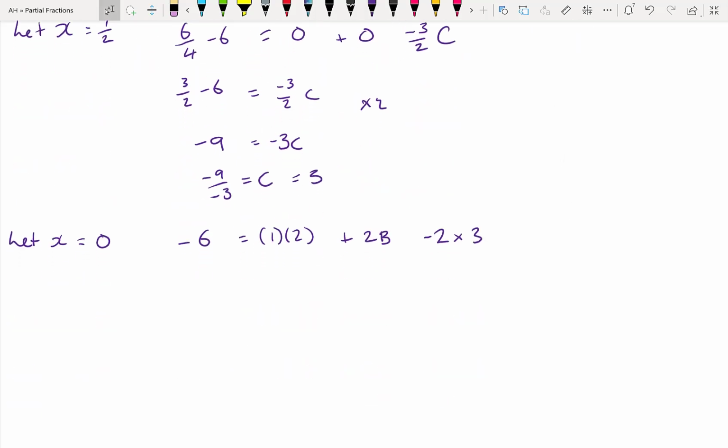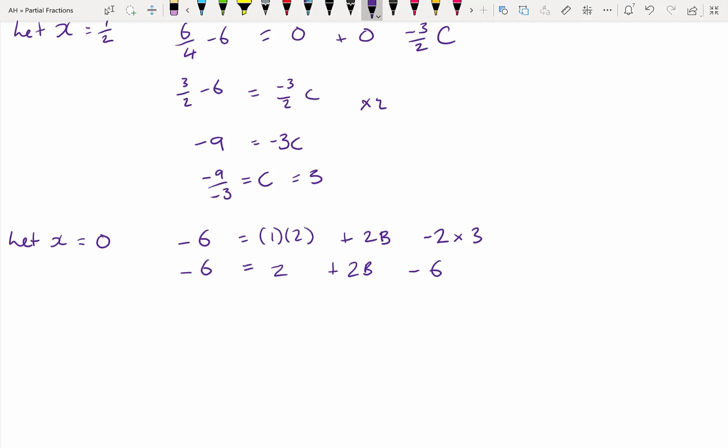Okay, so again, the process here isn't difficult, but what is going to cause us mistakes, what is going to cause us to trip up, is just arithmetic. We're going to copy it down wrong, we'll lose a negative, and we'll get muddled up. So we need to make sure that we're being careful, and we take as much time and as much space as we need. So minus 6 is equal to 2 plus 2b minus 6.